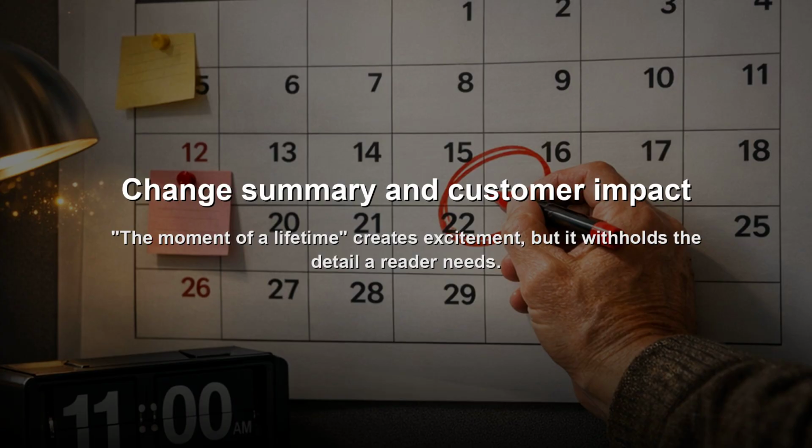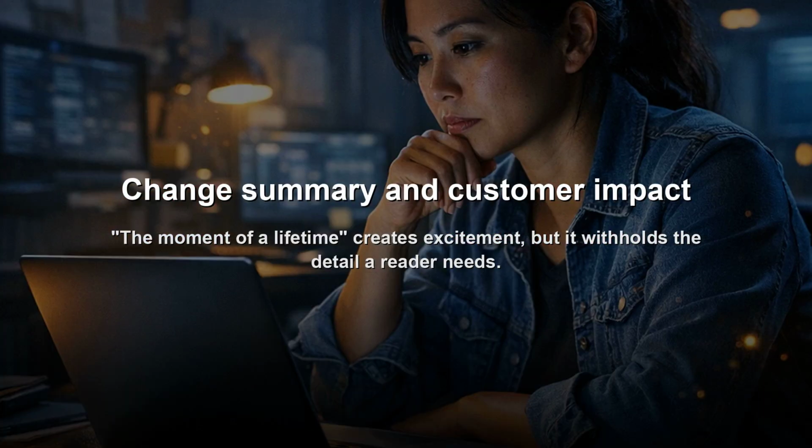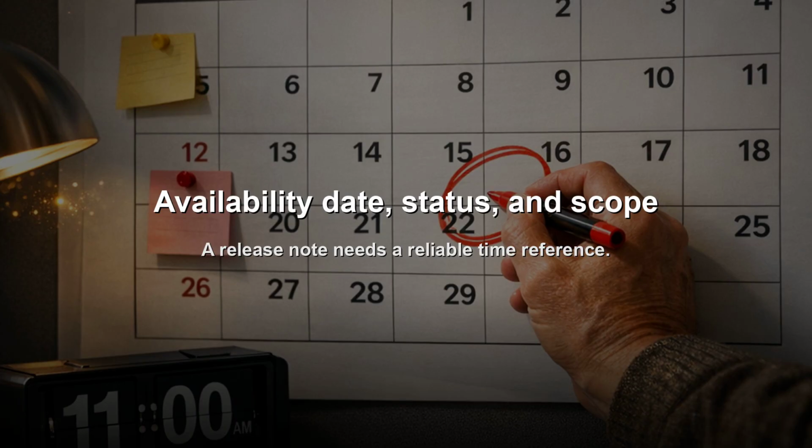If there is a trade-off, state it plainly. A redesigned cap may reduce leaks while changing the opening mechanism. Mentioning both sides prevents the announcement from reading like unsupported promotion and gives customers information they can use before purchase. Availability date, status, and scope.